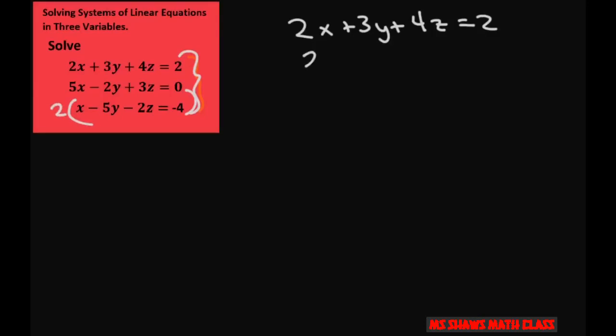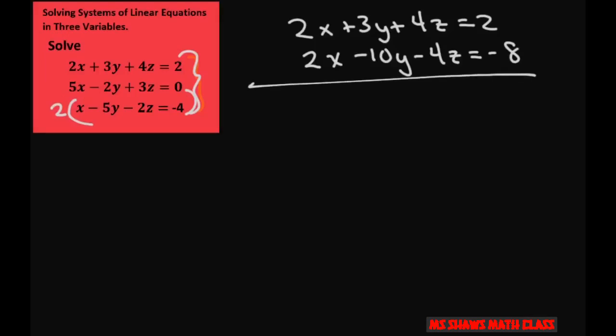So you get 2x minus 10y minus 4z equals negative 8. And then I'm going to add these. This gives you 4x minus 7y. These will cancel, which is our elimination, equals negative 6.